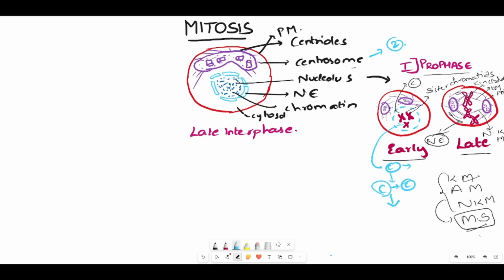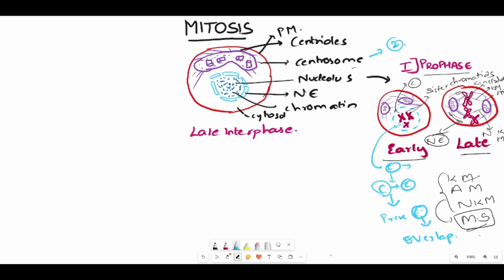Why is this condensation needed? Because it is useful for preventing entanglement. What is entanglement? Entanglement is simply the overlapping of the DNA. So in the prophase, what points will you include? First thing is, they will be divided into two parts. They will move to either pole of the cell, and you will be drawing this diagram.